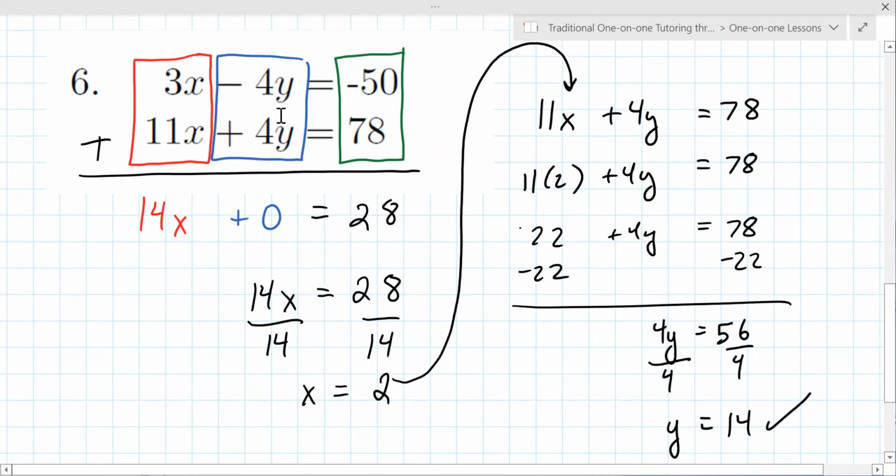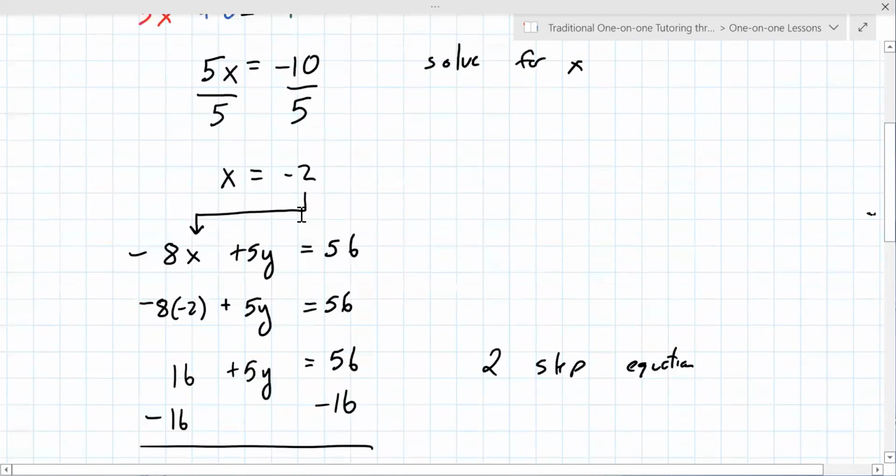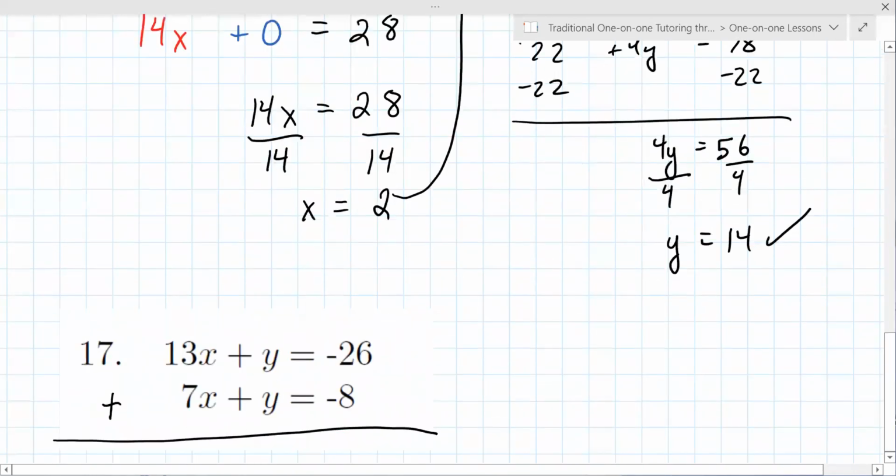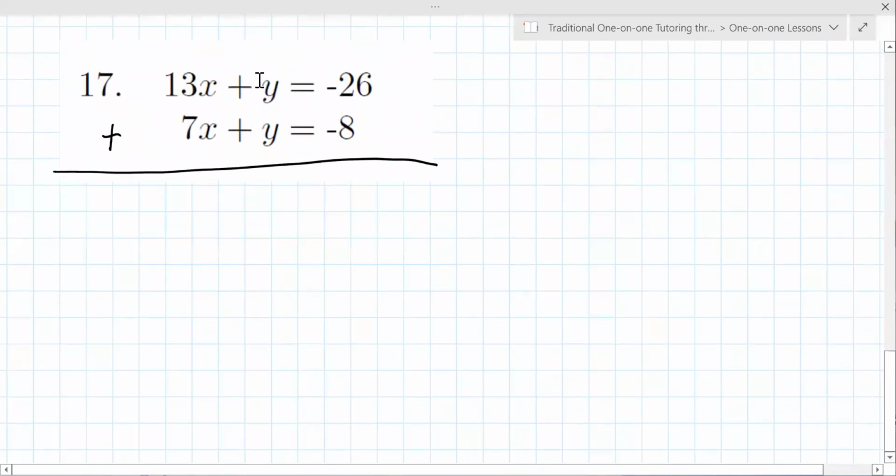Do you see that minus 4y and plus 4y are opposite in sign? Yeah, they're opposite because they have the different symbols right there. Okay, do you see how minus 5y and plus 5y are opposite in sign? Yep, they're opposite again. Now let's look at your new problem here. Do you see how the y terms are not opposite in sign? They're the same. So we want to make them opposite in sign.